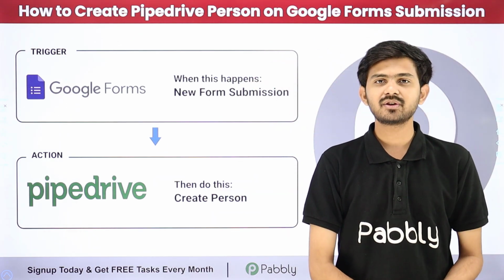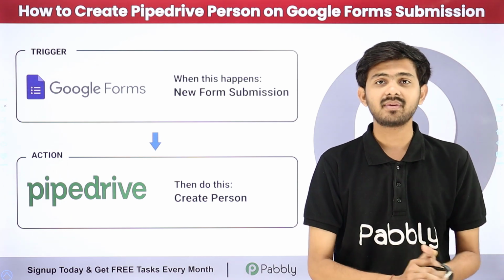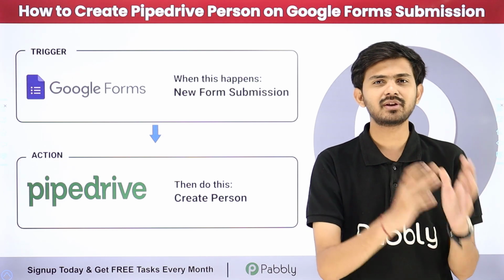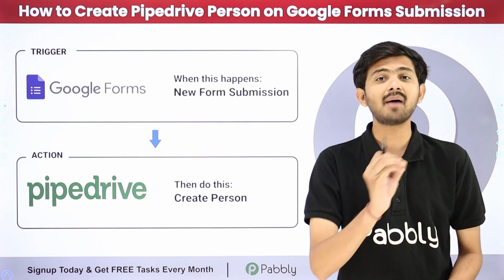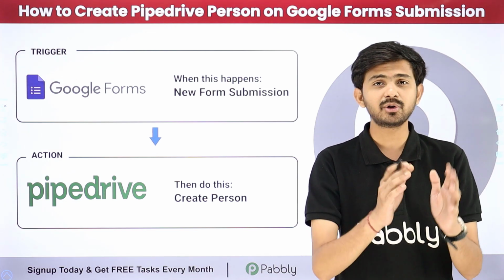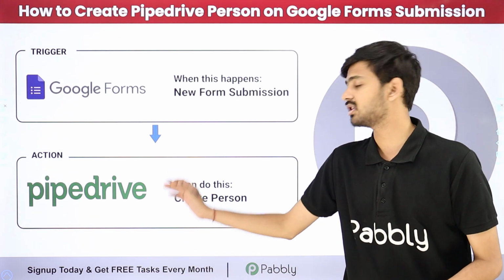Here, using Google Forms, I have already created a lead form that I have added on my website. Now, as I receive a new form submission through that Google Form, I receive new lead details. Automatically, using those lead details, I want to create a new person in Pipedrive, which is my CRM application.